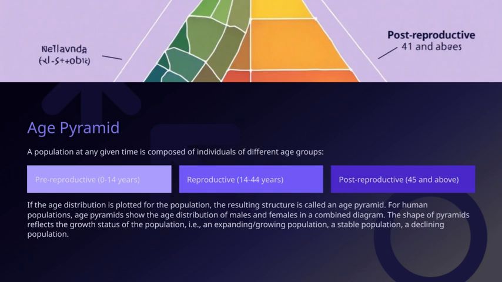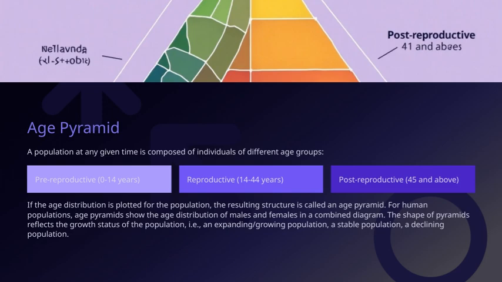Now, when we plot the age distribution of a population on a graph, we get what's called an age pyramid. This pyramid visually shows the number of males and females in each age group, usually in a combined diagram. It's a really useful way to understand the structure of a population at a glance. The shape of this pyramid is very telling. It reflects the population's growth status.